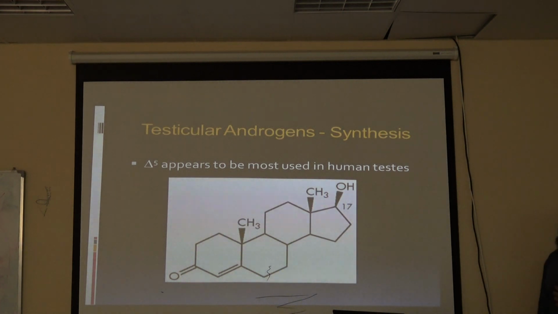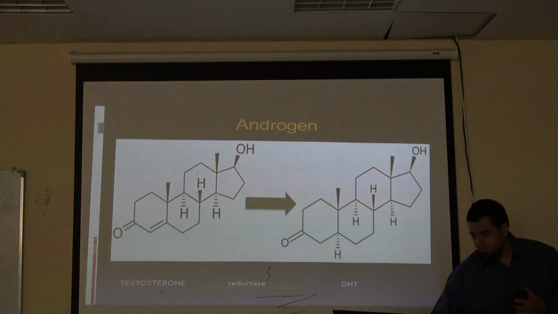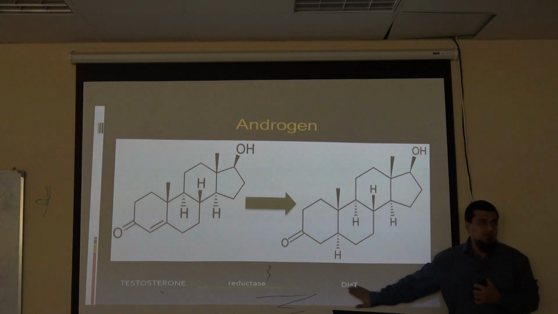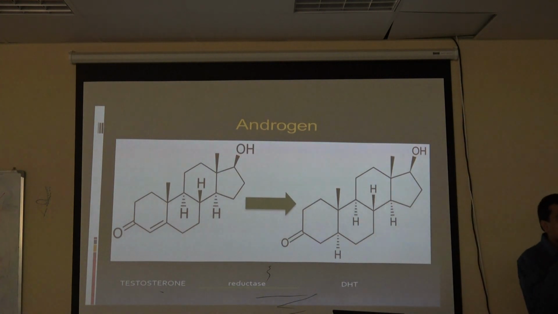Okay. As I told you, delta 5 is the most important pathway, more important. And after the synthesis, the testosterone converts into dihydrotestosterone. Dihydro, the name indicates, means addition of two hydrogens. So when you add two hydrogens to testosterone, the testosterone converts into dihydrotestosterone.